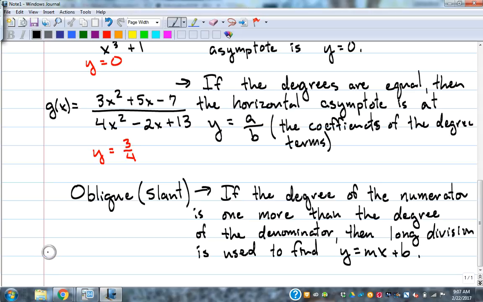So obliques happen only if you have something where you had maybe x cubed over x squared. Maybe it's x cubed plus 27 over x squared plus 9, something like that. That one would have an oblique asymptote because the degree of the top's 3, bottom's 2. We know that has an oblique. We would do long division to find it.